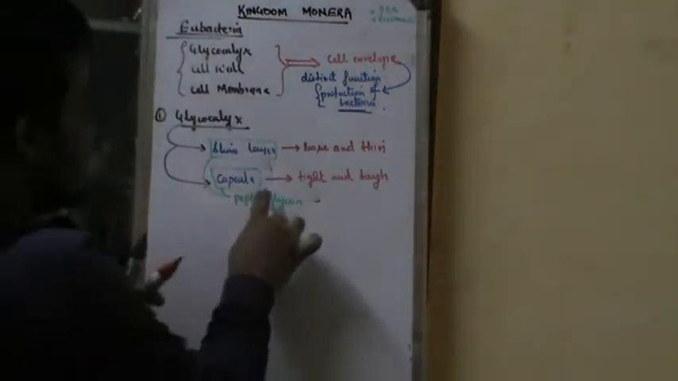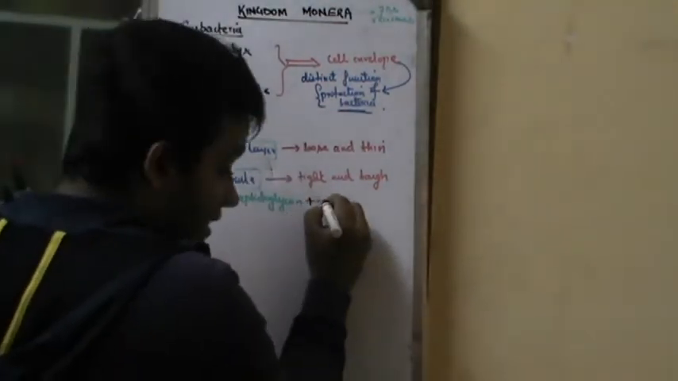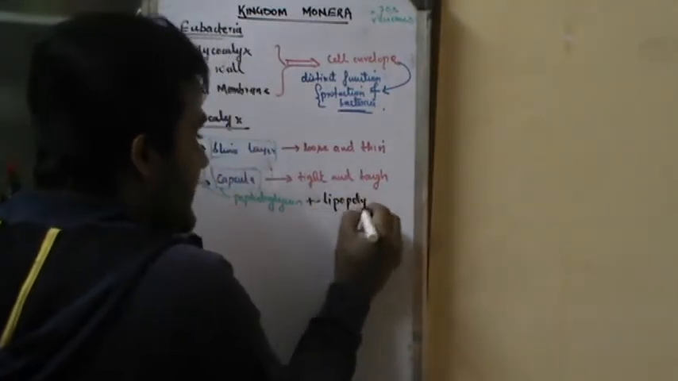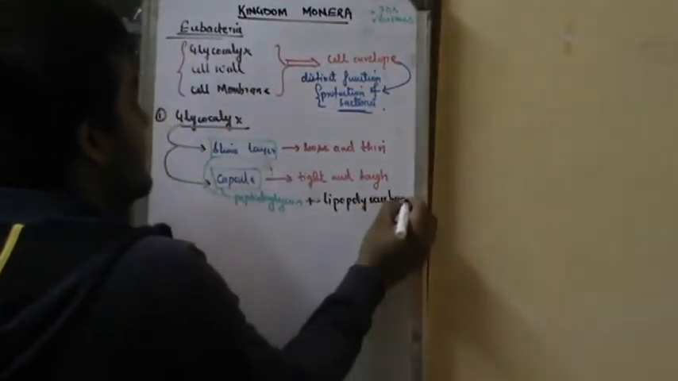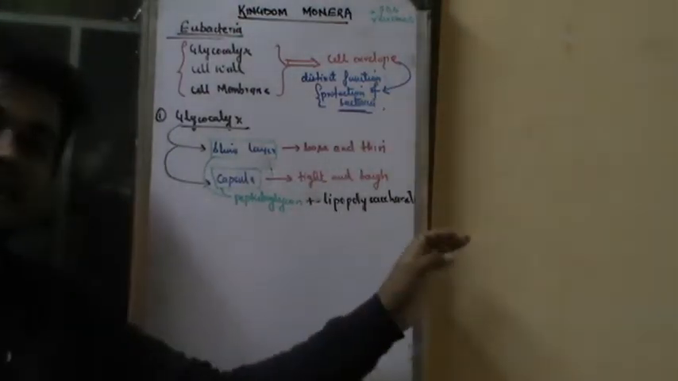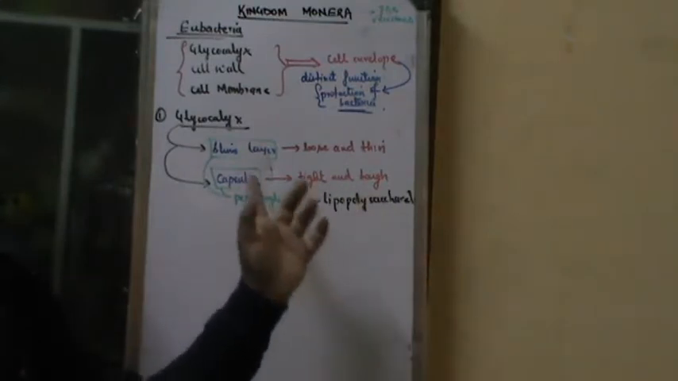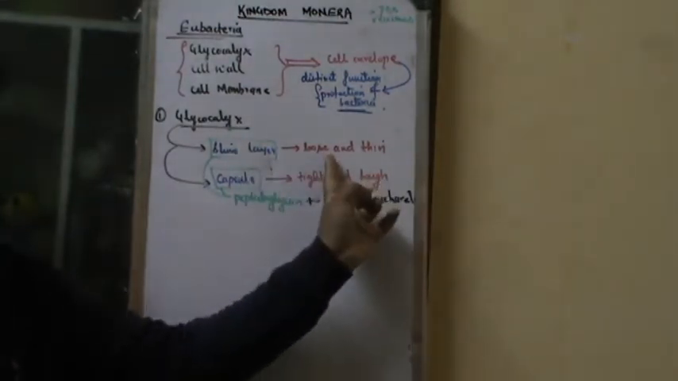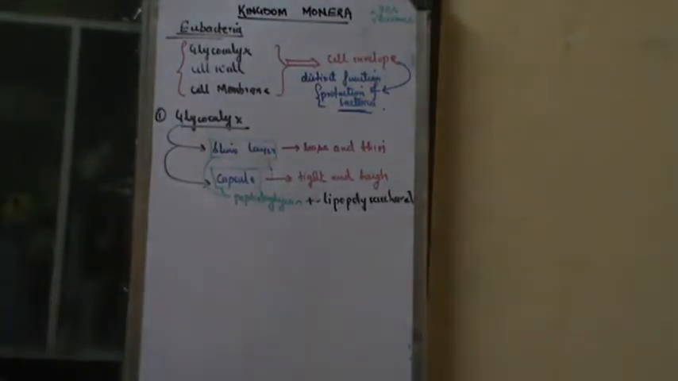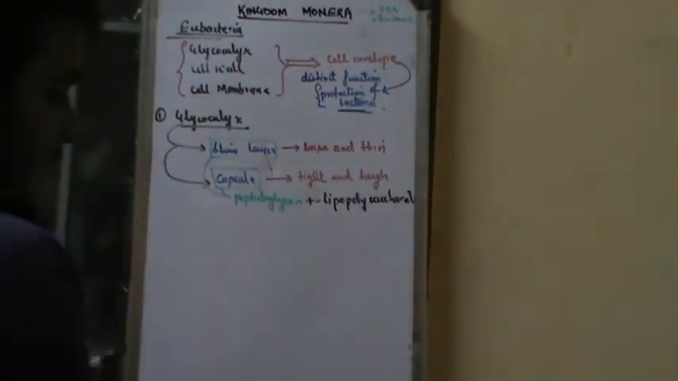Because along with peptidoglycan, capsule is also made up of lipopolysaccharide. That is very, very, very important. That's the composition of capsule. Glycocalyx capsule is made up of lipopolysaccharide along with peptidoglycan. But slime layer is made up of only peptidoglycan, and that's the reason it is going to be loose and thin. So that's one thing that is important, right?